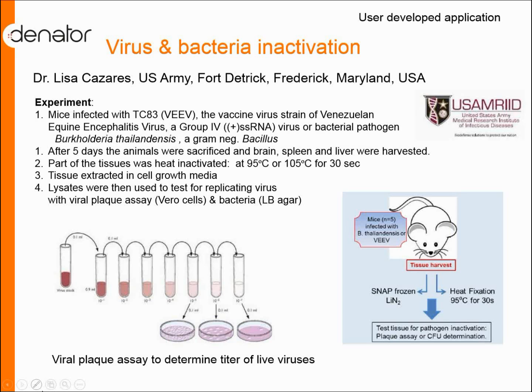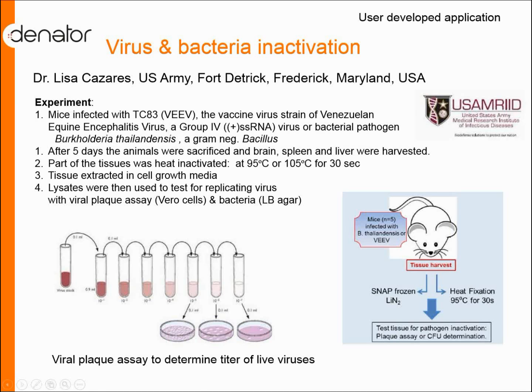So in the experiment that she did to show that this was possible, she infected mice with a virus, a Venezuelan equine encephalitis virus, and there was also a bacterial pathogen, Burkholderia thailandensis. These were two separate experiments. So one mice population was infected with the virus, one was infected with the bacteria. The animals were incubated to develop the disease, and then they were sacrificed, and she harvested various interesting organs.